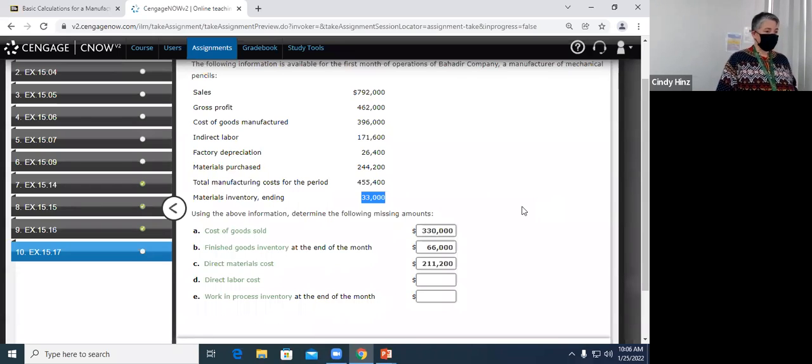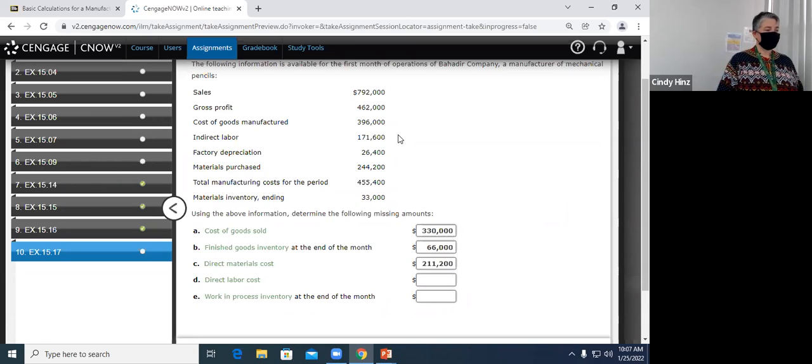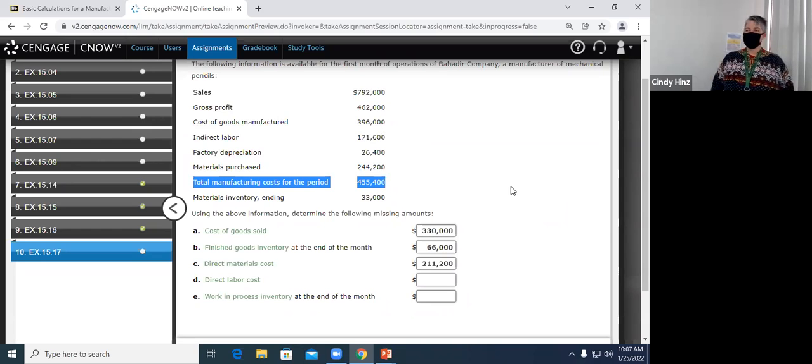Now we're asked about direct labor, and I don't see any information here about direct labor. I see information about indirect labor. But what do we know? Well, we know the total manufacturing costs for the period. And if we think back to exercise 8, what went into that total manufacturing cost? It's the 3 product component costs that we already know: direct materials, direct labor, and overhead. Those make up those total manufacturing costs.